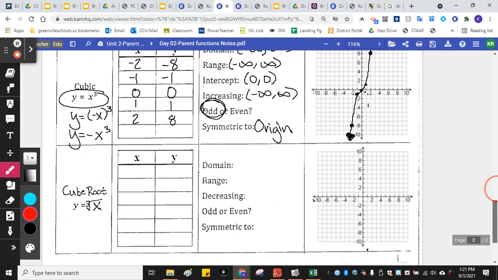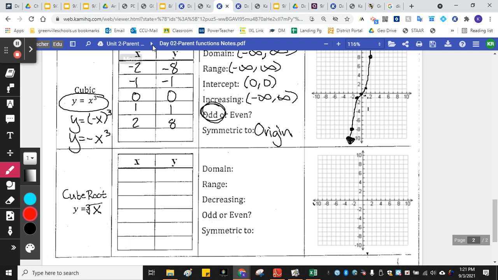Last one. Cube root. Cube root and cubic are inverses of each other. They undo each other. So if I put in -2 for cubic, I get out -8. So for cube root, if I put in -8, I get out -2. So the easiest way to do cube root is to look at cubic and just switch them. That's the easiest way to do cube root. Just know they undo each other.